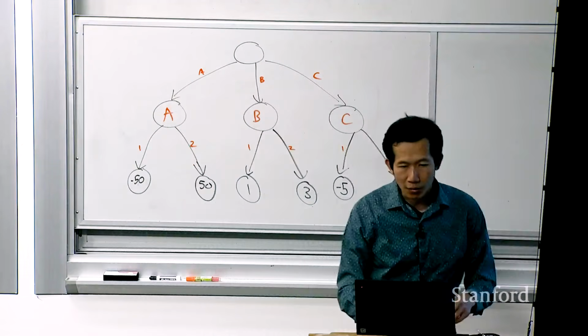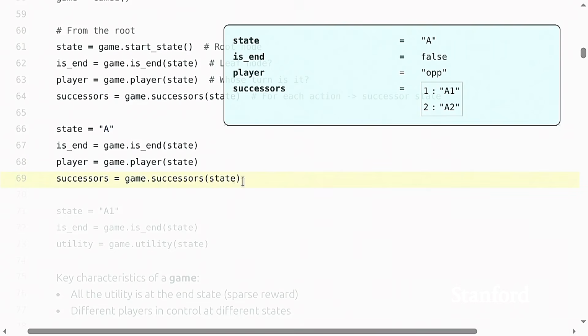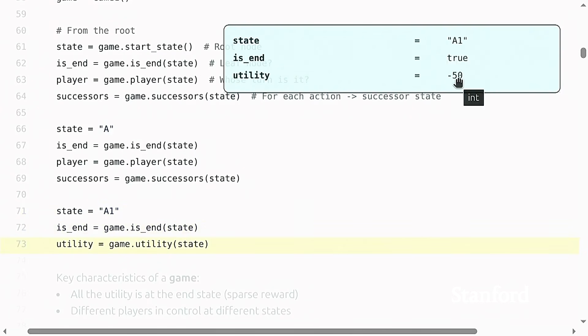Okay, so the player at state A is op for opponent, and the successors of this state are, the opponent can choose either action 1 to get me to A1 or action 2 to get me to A2. Okay, and if you're in A1, the game is over, and the utility is -50. Okay, so these functions I can call on any state, and that tells me what the utilities and the successors are.